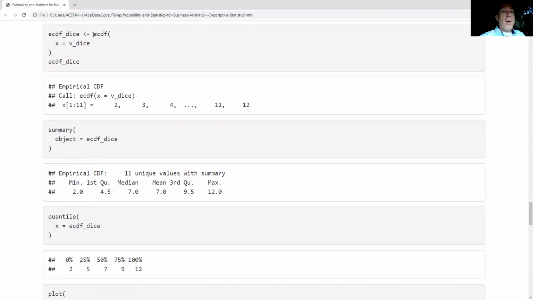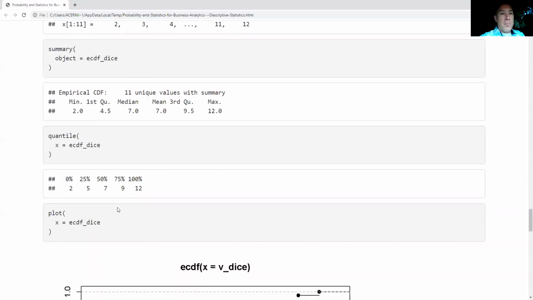In R, I want the empirical cumulative distribution function, and I just pass the data to it, and it'll work it out. It's not clear what's going on at this point. When I look at the plot, it'll be more obvious. If I pass my empirical distribution function to the summary function, it'll give me the summary values. That is the minimum, first quartile, median, third quartile, the max, and it includes the mean also. It throws the mean in with the median. And then we can get the quartile.